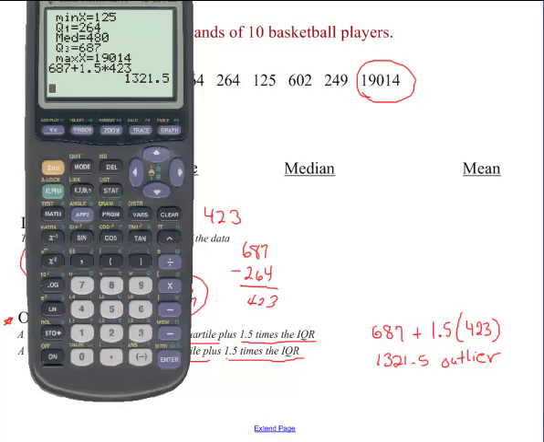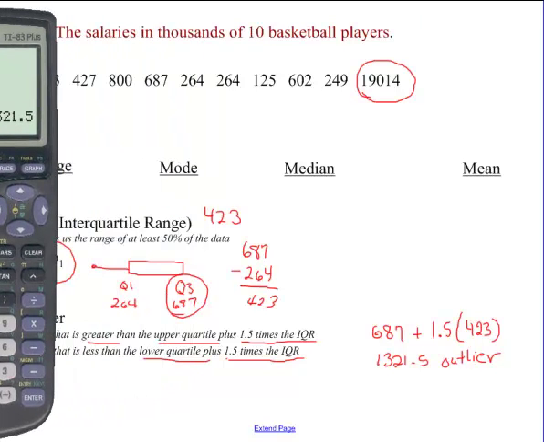Likewise, we can find lower outliers by doing the same thing. We would take the lower quartile, which is 264, and minus 1.5 times the interquartile range. And in this case, it would have brought us into the negative zone. So there are no outliers on the lower end.